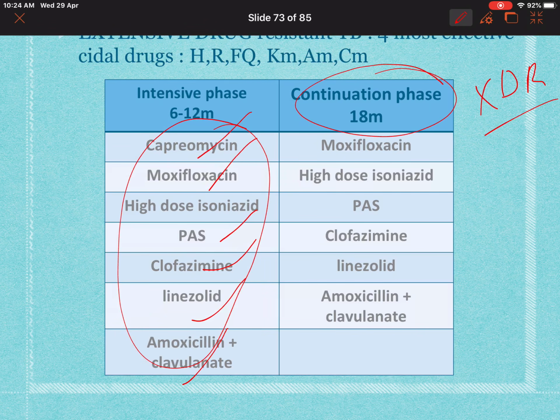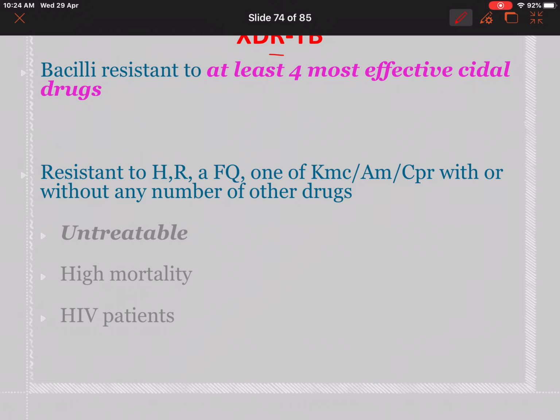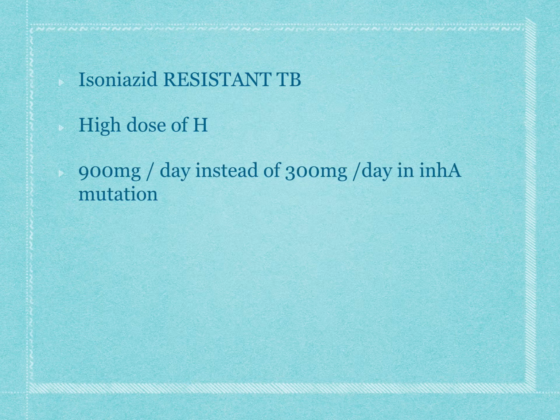The continuation phase is for 18 months. The same drugs are used for the continuation phase. So when the patient is resistant to at least 4 drugs, that is called XDR TB or extensively drug resistant TB. It is highly untreatable and mortality is very high, especially in patients who have TB plus HIV. We understood how to treat a patient with drug sensitive TB, multi-drug resistant TB and extensively drug resistant TB.